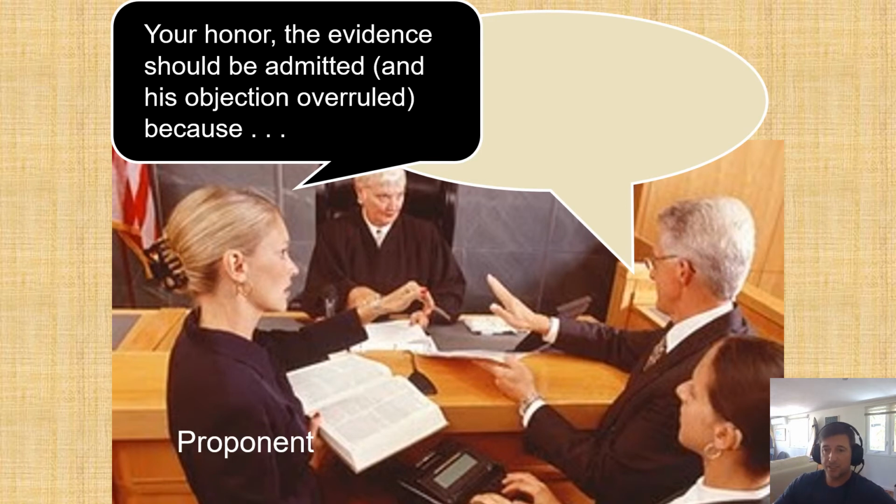So no matter what the objection, when she's going over there, she has this sort of front half of a sentence to rely on no matter what. She was trying to do something. She was trying to go forward in her presentation. She was trying to put on evidence as the proponent. Your Honor, the evidence should be admitted and his objection should be overruled because.